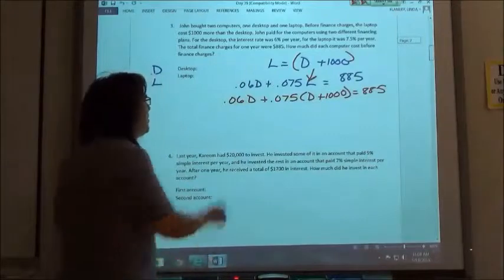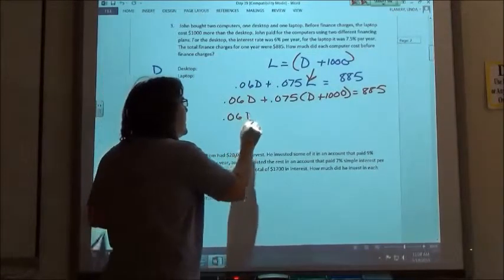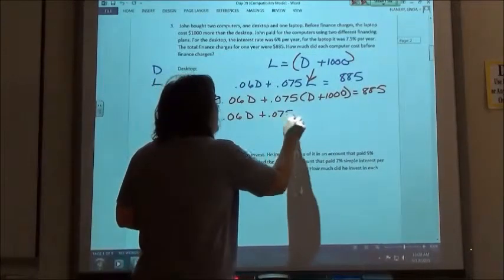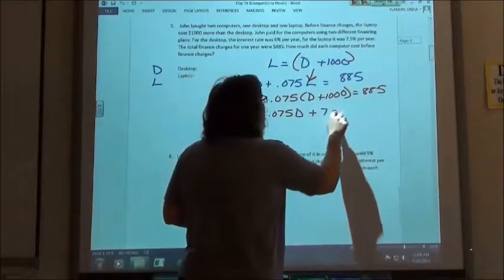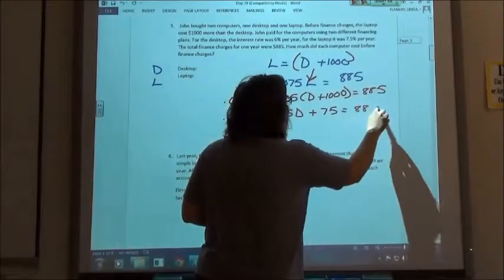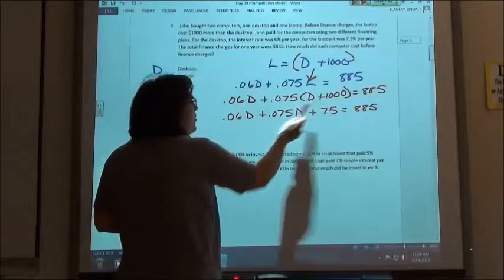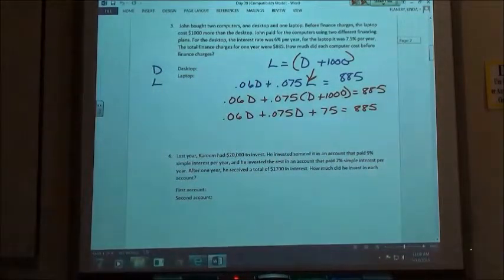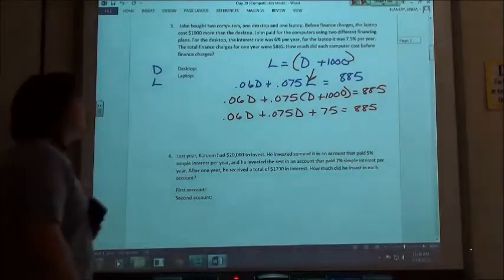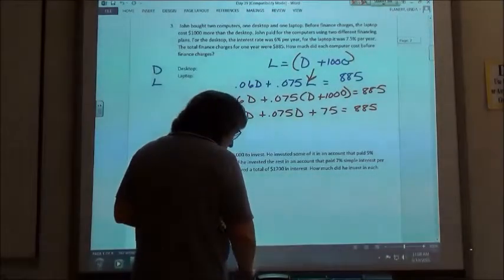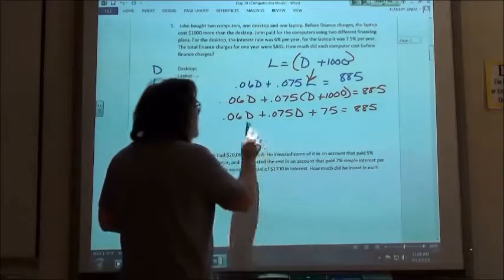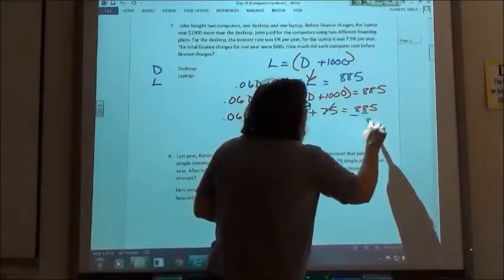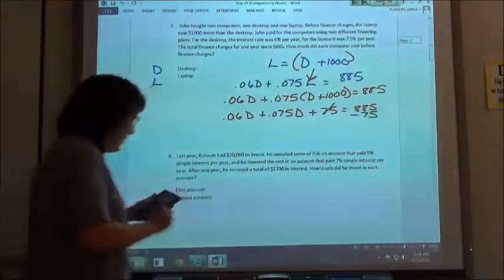Using my distributive property, 0.06D plus 0.075D plus 75 equals 885. Right? Again, to multiply by 1,000, I just move my decimal 3 places. That makes that easy to do. And then I'm going to add and subtract, and so I'm going to combine my like terms here, but I'm going to minus my 75 and move that over there.